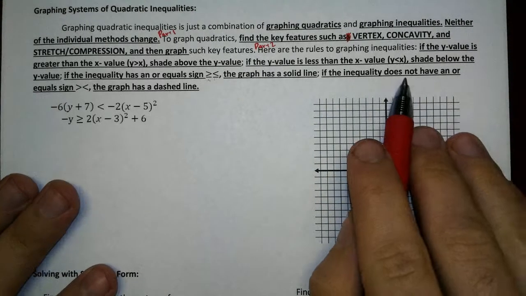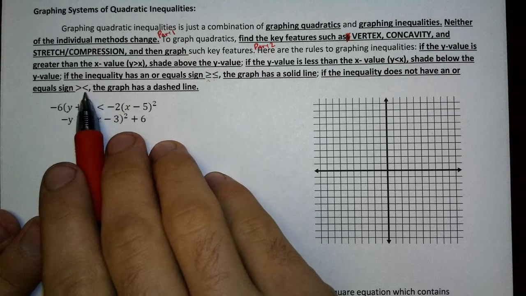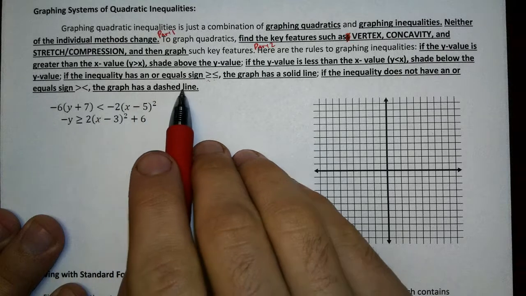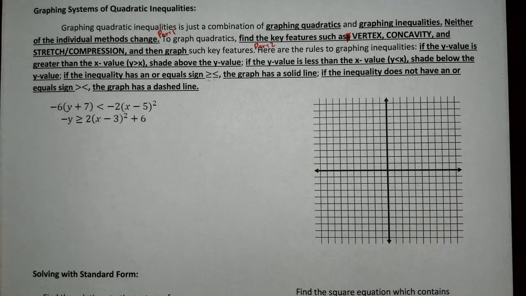If the inequality does not have an equal sign, so just a greater than or less than with no equal sign underneath it, then the graph has a dashed line. The idea behind that is we can get really close to it, but we can't quite touch it. It's not a full line, it's a dashed line, because we can get close to that boundary, but we can't quite rest on that boundary. Can't have a point on there.